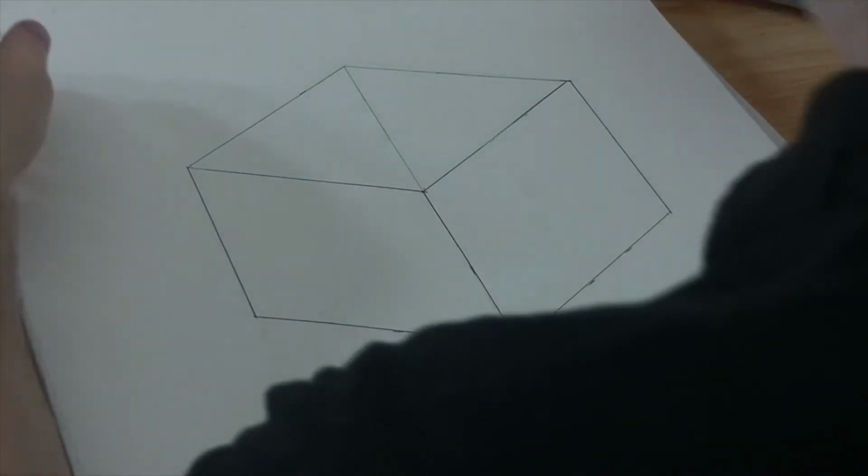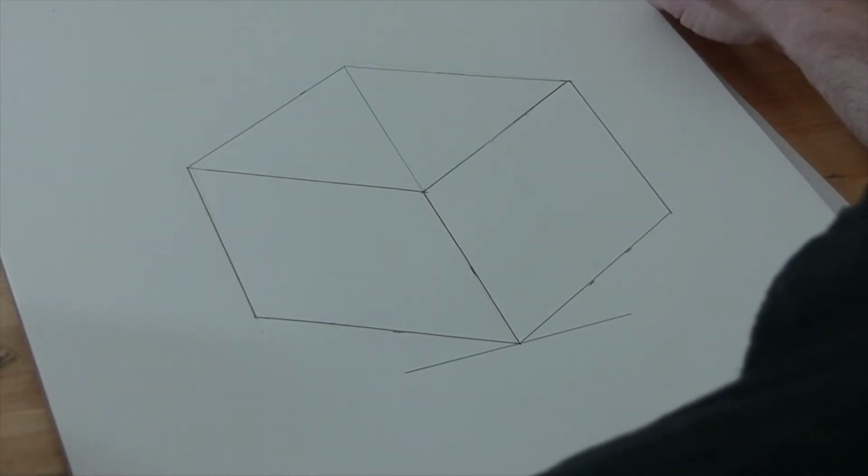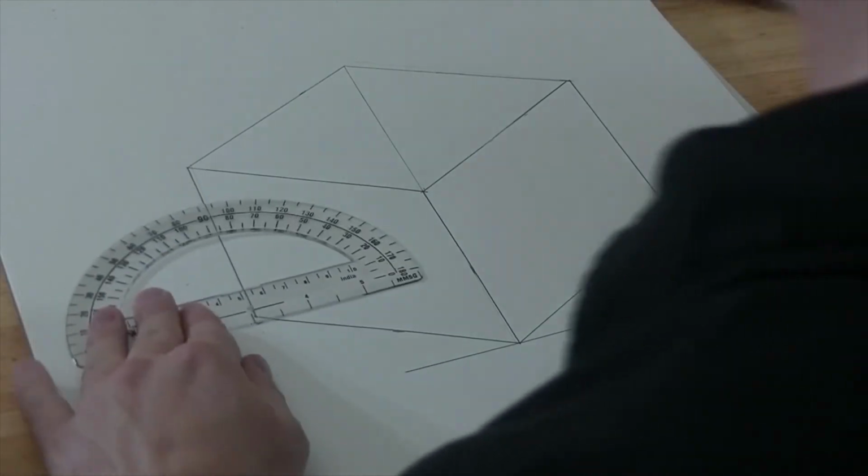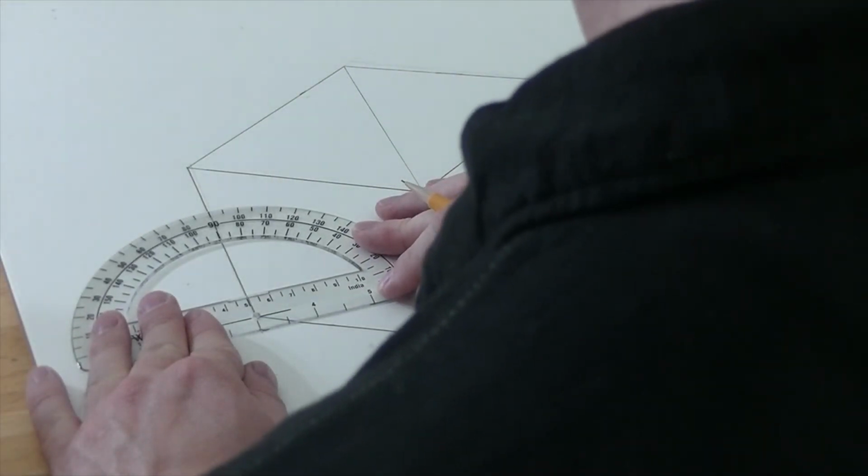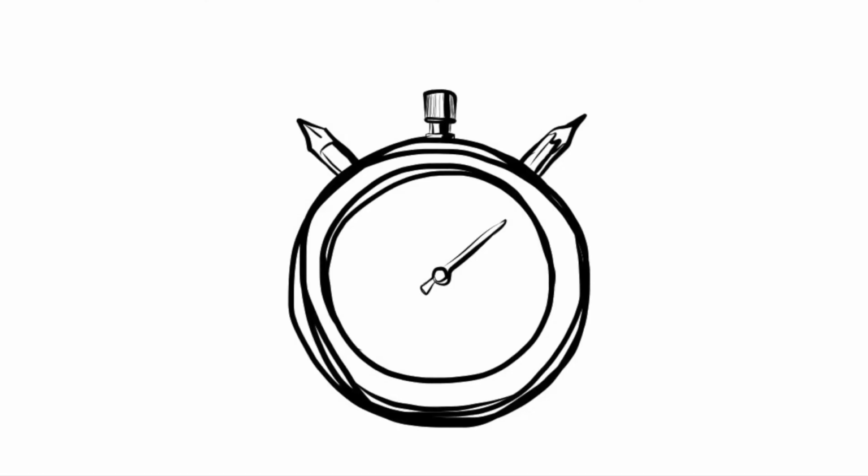The next step is to draw the back edge and bottom of the cube, still keeping each set of lines parallel, as if you could see through the box. Okay, start.